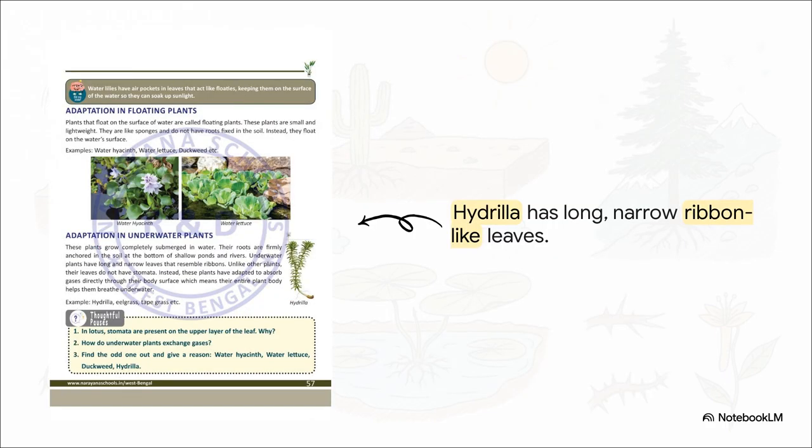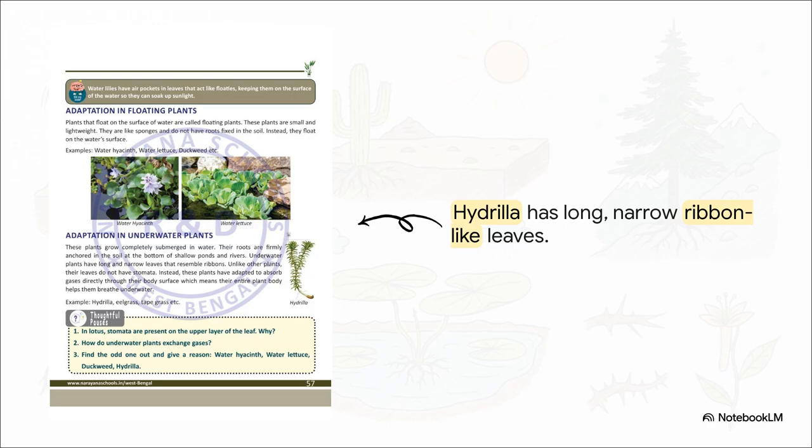The third type is the underwater plant, just like the hydrilla. These plants live completely submerged deep down inside the water. Their roots are fixed at the bottom, but look closely at their leaves. See how they are long and narrow, almost like thin green ribbons? This lets the heavy water currents flow right through them without tearing them apart.